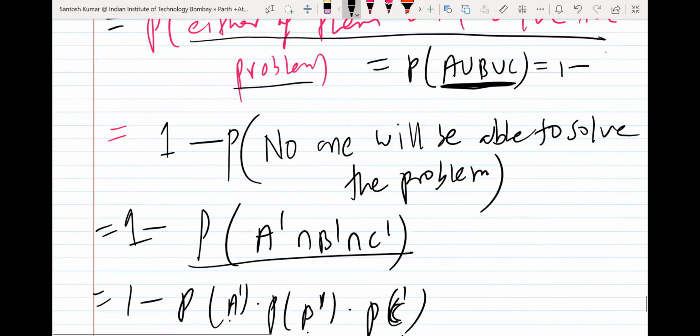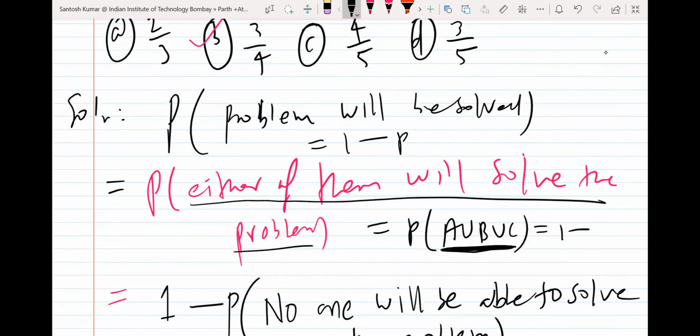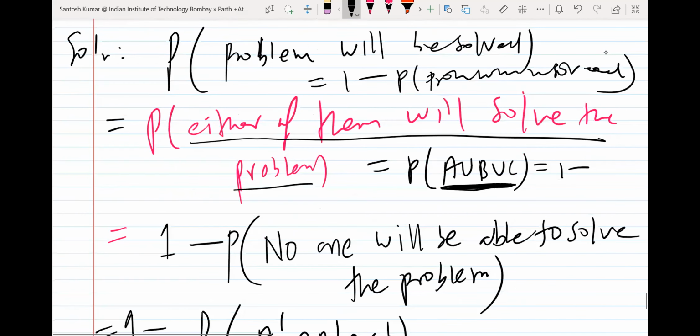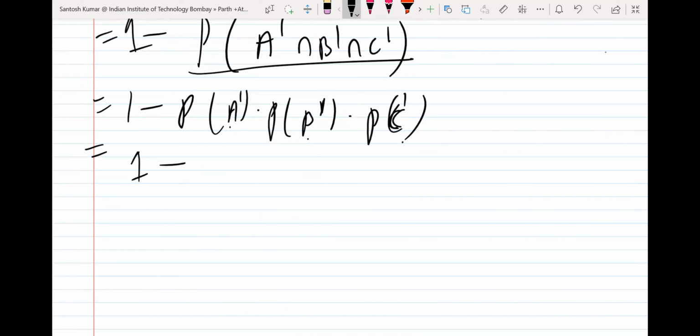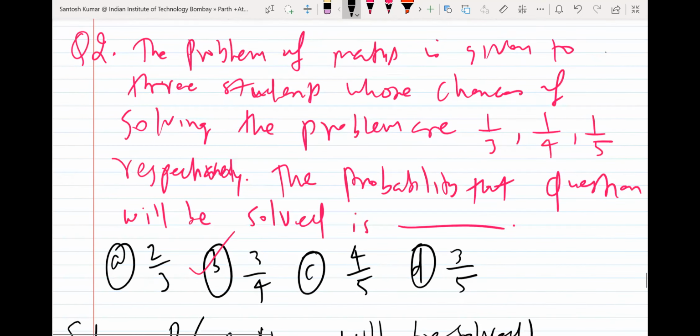So the question was, what is the chance the problem will be solved? So you can also write directly, 1 minus the problem will not be solved. When the problem will not be solved, it means none of them can solve the problem. So neither A can solve nor B nor C. 1 minus. So what is the chance A cannot solve the problem?